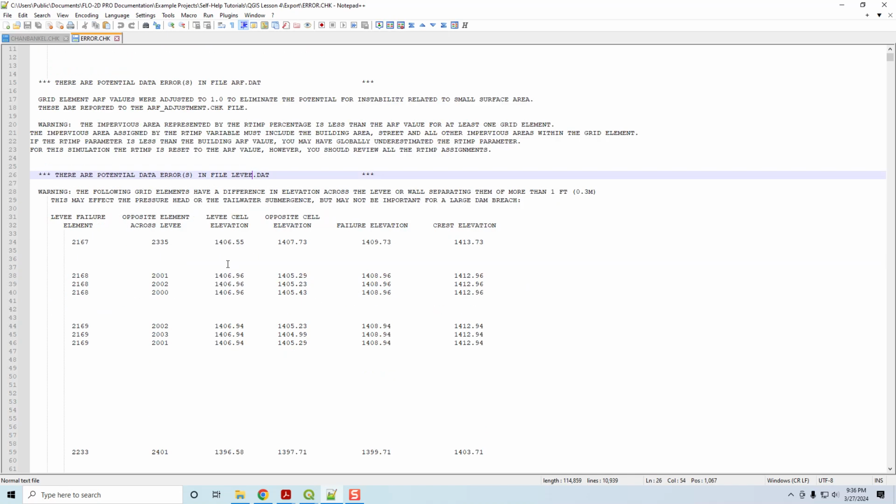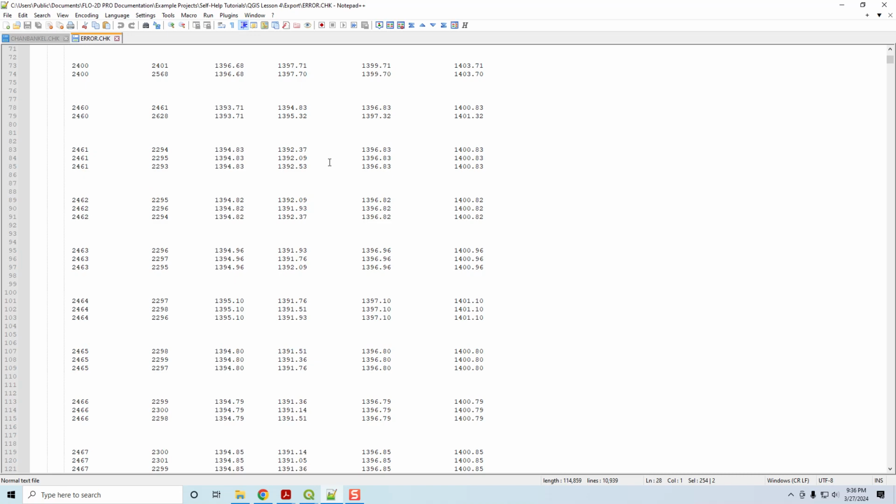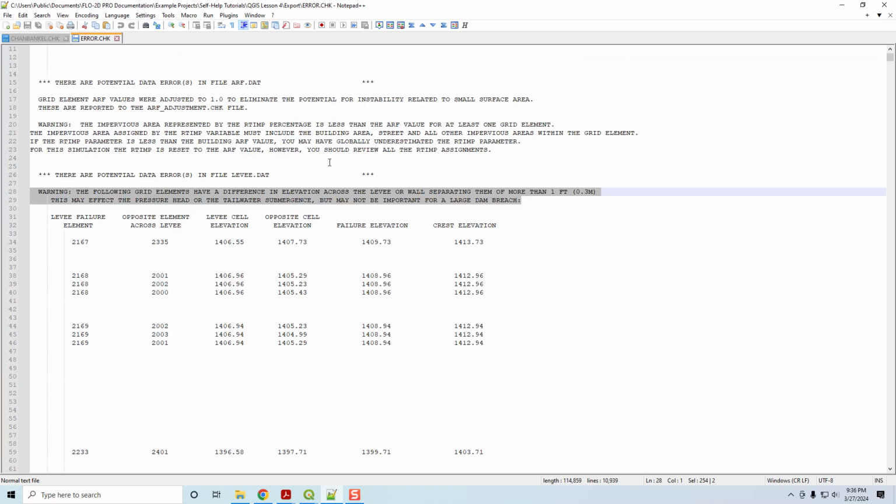Okay, now this one is the levee.dat. It says, warning, the following grid elements have a difference in elevation across the levee or wall of more than 1 foot. This may affect the pressure head or the tailwater submergence, but may not be important in a large dam breach. So this is probably a warning that was more important if you are doing shallow overland flow and you have flow across levees that may be assigned as failure levees.